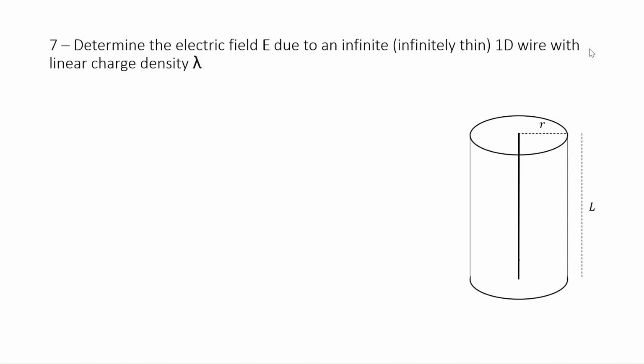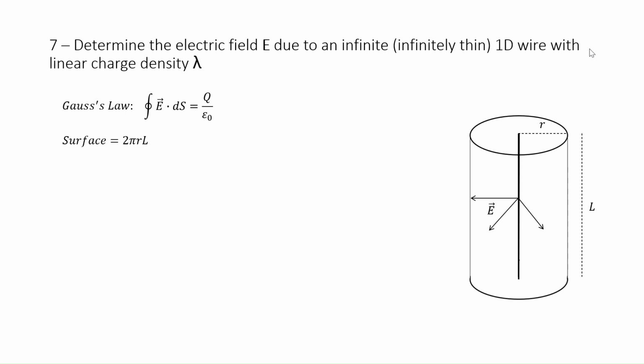Now, the electric field coming off the wire will only penetrate out through the sides of the cylinder. It won't go out of the top or the bottom because it is infinitely long. So we now need to look at Gauss's law, which says that the closed surface integral of the electric field equals the charge enclosed divided by epsilon naught.